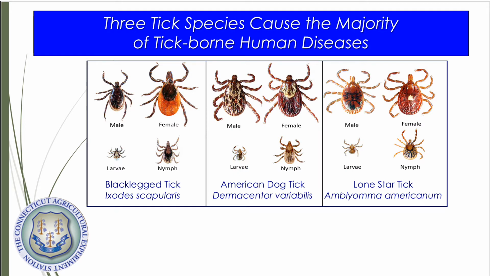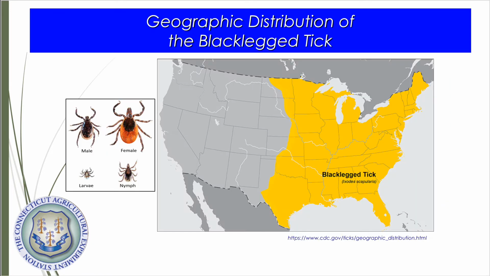There are 3 important tick species in Connecticut and throughout the United States. However, black-legged ticks, also known as deer ticks, constitute greater than 80% of ticks in Connecticut. The black-legged tick is widely distributed across the eastern United States and transmits pathogens for Lyme disease, anaplasmosis, tick relapsing fever, ehrlichiosis, babesiosis, and Powassan virus disease.